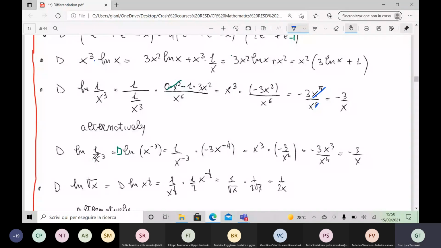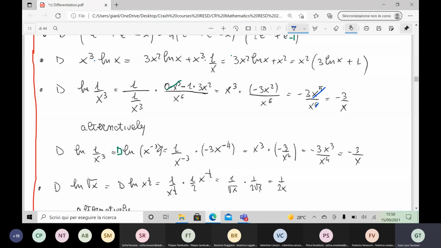ln of 1 over x to the power 3. Again, we do it in an alternative way, where here we have the derivative of ln of f of x. But you know that you can rewrite 1 over x to the power 3 as x to the minus 3. So the derivative of ln of x to the minus 3. Here I still have to compute the derivative, okay? So the rule tells you ln of f of x: 1 over f of x, where f of x is x to the minus 3, times the derivative of the argument.